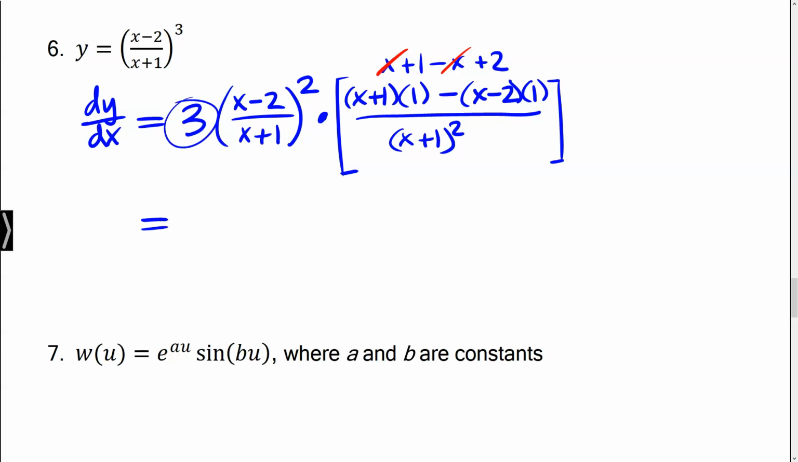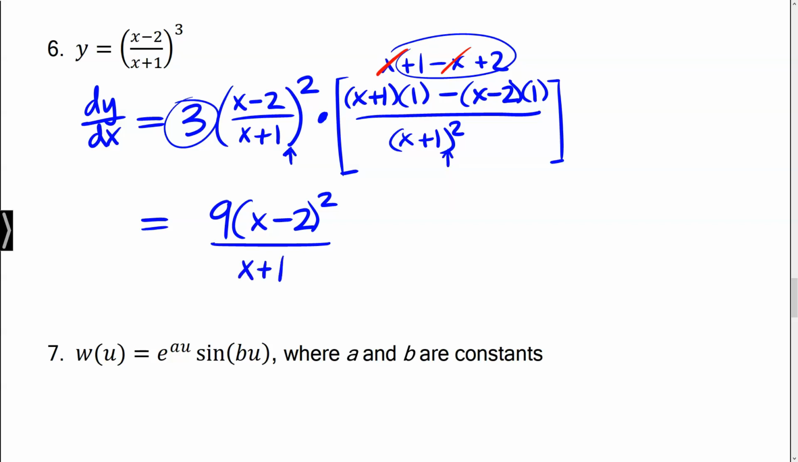3 times 3, that makes 9. There's 2 factors of x minus 2 on top, so 9 times x minus 2 squared. Over, now after distributing the 2, there's 2 factors of x plus 1 on the bottom here. And then there's also 2 factors out here from the quotient rule. So those all together make x plus 1 all to the 4th. So 9 times x minus 2 squared all over x plus 1 to the 4th.